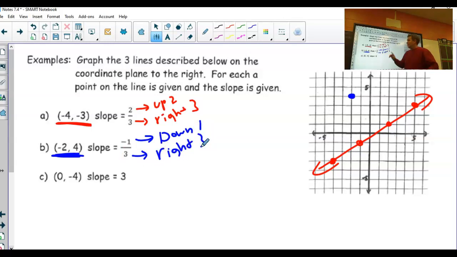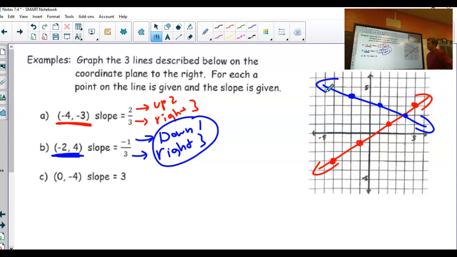You guys, the bottom number always tells you how far to go to the right. The top number could be up or down, but I always go to the right with the bottom number. So I'm going to start at my point, and I'm going to follow these directions. I'm going to go down 1, right 3, down 1, right 3, and that's good enough. And there's my line. This last one has a new twist I want to point out.